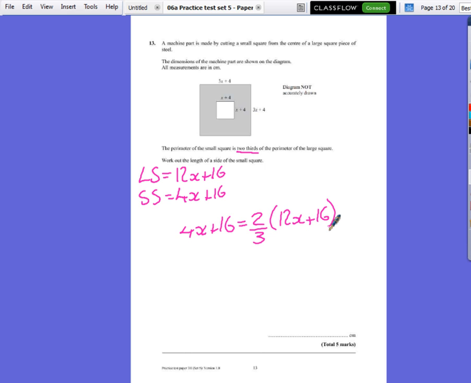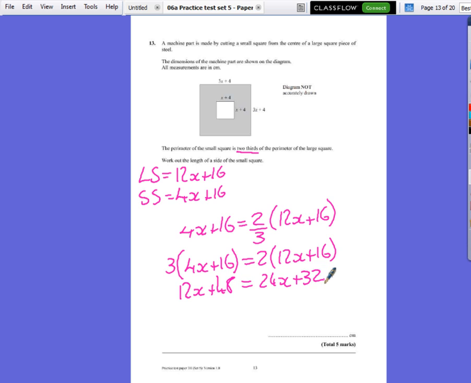Now, normally I would say find 2/3 of 12, which we can do, and 2/3 of 16, but 2/3 of 16 is a difficult number. So this time I'm going to say the 3 is dividing the 2 on the right hand side, so if we multiply by 3, we can take it to the other side and have that. So leave the 2 where it is. Expand those two sets of brackets, we end up with 12x plus 48 equals 24x plus 32.